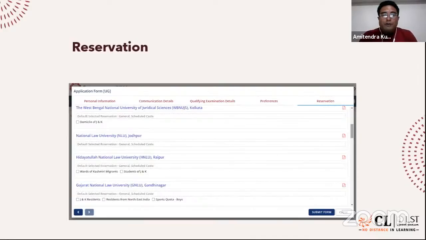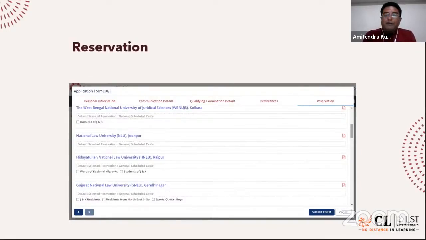For a Chhattisgarh student, he has to select from the drop down whether he belongs to that state or not. As you can see in my form, I selected some other state, so that is not coming in the drop down accordingly. Whether you are a ward of Kashmiri migrant, or a student from Jammu and Kashmir, it doesn't matter whether you stay in the state of Chhattisgarh. But if you are from either of these two categories, you must select the checkbox. JNK residents, domicile of JNK or wards of Kashmiri migrants are definitely getting some sort of benefits in some of the NLUs, so you must accordingly exercise your option.